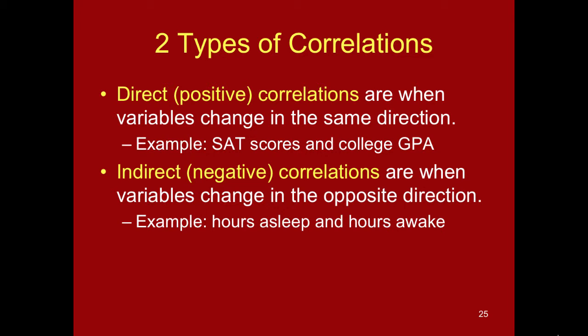Negative correlations have an indirect relationship, meaning the variables change in opposite directions. So as one variable increases, the other decreases, and vice versa. For example, as the number of hours a person sleeps increases, the number of hours they are awake decreases.